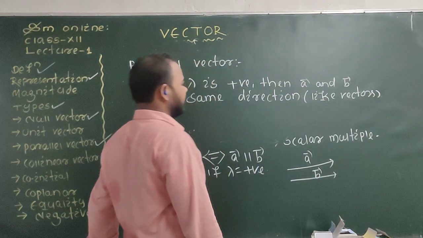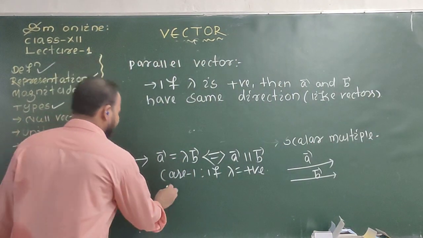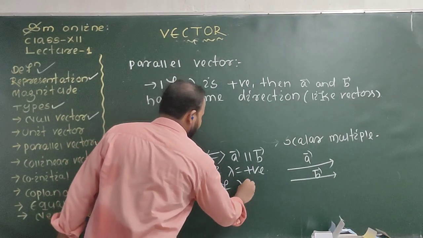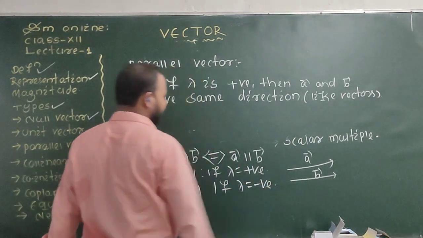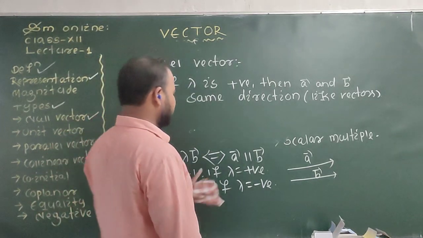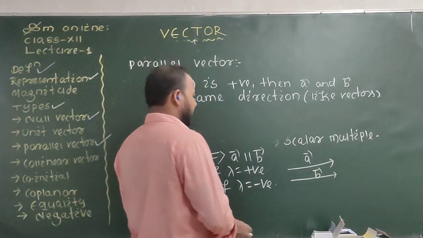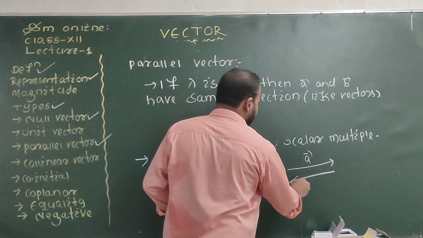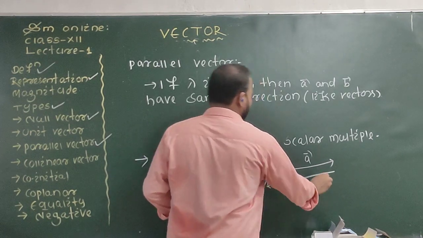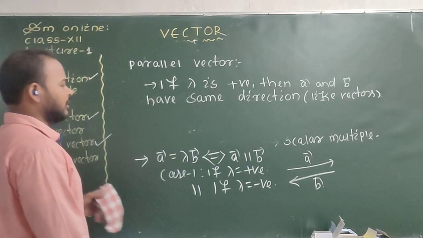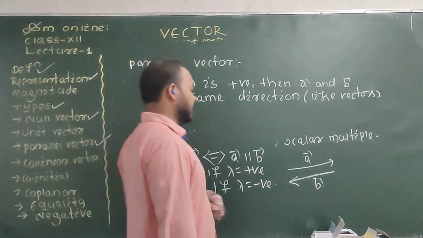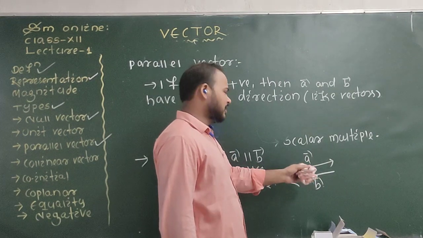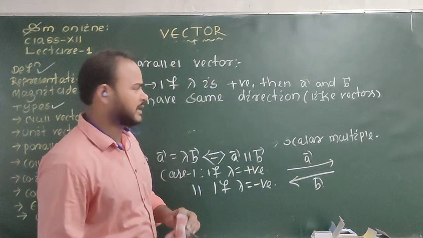Then case second, if lambda is negative, then the direction of vector B becomes opposite. If lambda is negative, then vector A is parallel to vector B but they are in opposite directions.